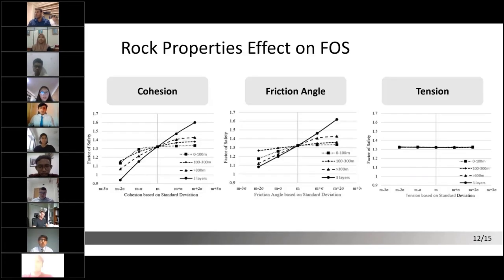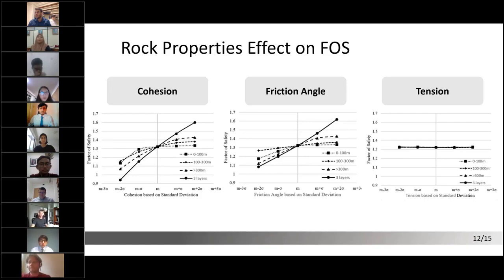And next slide, please. From the deterministic analysis method, we can check the variability of cohesion, friction, and tension. These three figures show the FOS change based on the rock mass strength value deviation from the mean value. We can see that the change in tension doesn't make a significant difference to the FOS. Actually, FOS is more sensitive to the change in cohesion, followed by friction angle.